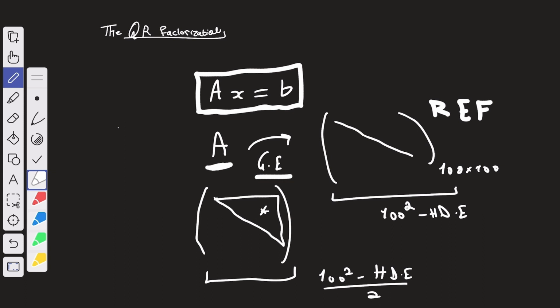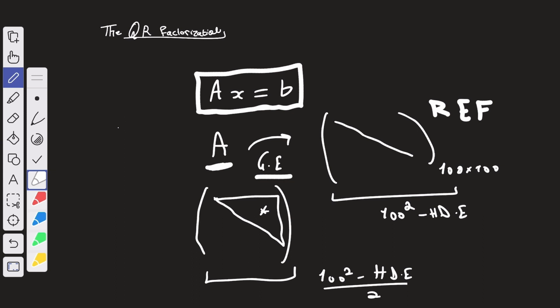Now, let's just imagine for a sec that you have a 100 by 100 matrix, and you want to apply Gaussian elimination to that. The number of entries that you will have to zero out is 100 squared minus the number of diagonal entries. You'll be doing a lot of computation, and this has a high computational cost.